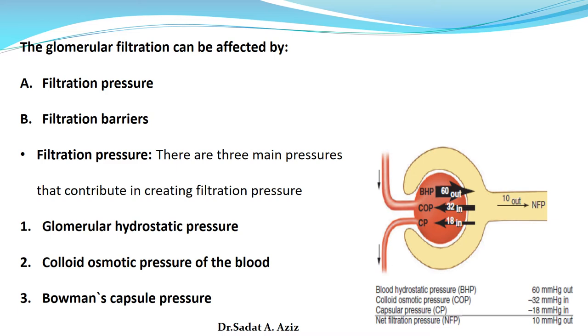Then what we have is the glomerular filtration. The glomerular filtration can be affected by different factors. And we said the process of urine formation passes through three main steps. The first one is filtration, and then reabsorption and secretion. So what are the factors which might affect the process of filtration? The first one is the filtration pressure, and the second one is the filtration barriers.